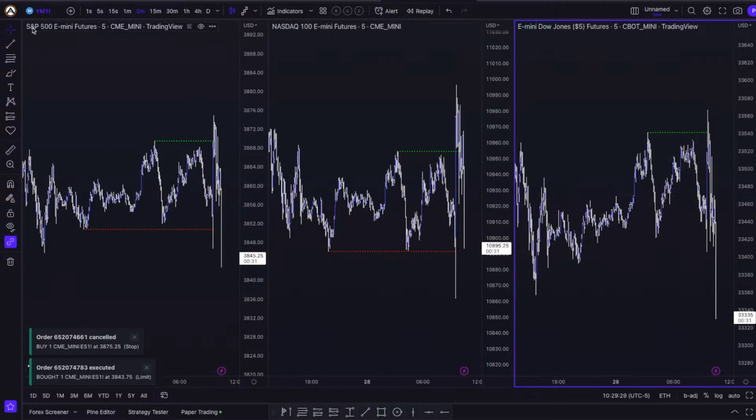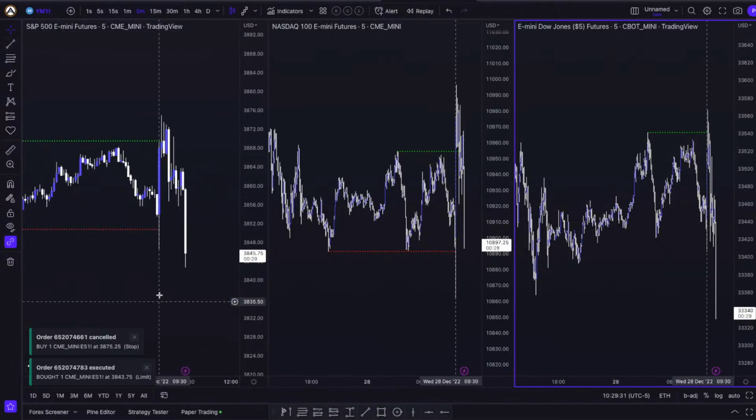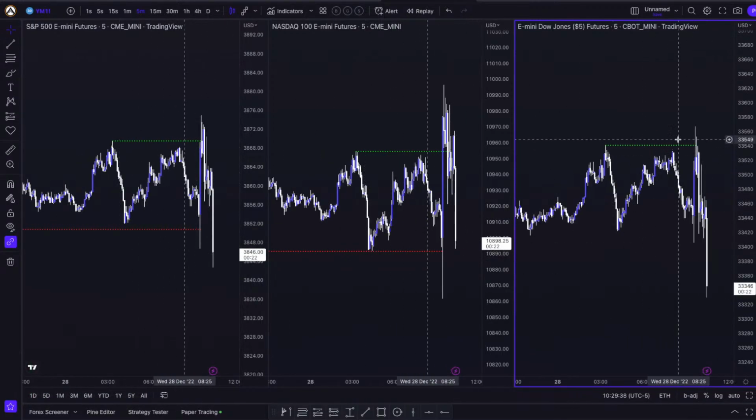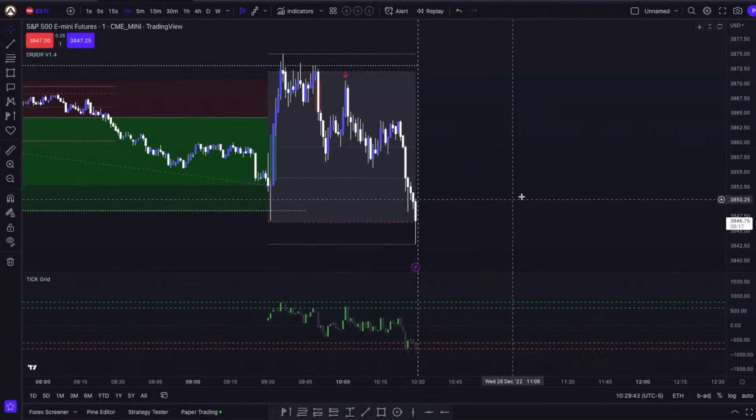And I think we just hit take profit on the S&P. We now officially formed a new lower low on the S&P 500 as well. Dow Jones is just collapsing, so a very beautiful entry above buy side liquidity. Let's go back to our chart right here.